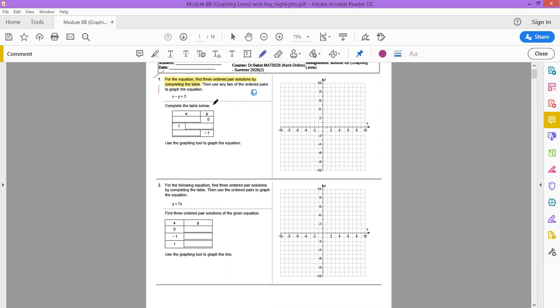So we completed tables in Module 8B. We'll use those same methods. You want to look at your table as being divided into 2 columns. The column on your left is your x coordinate. The column on your right is your y coordinate. And we'll take each row one by one. So this is row 1, row 2, and then row 3.